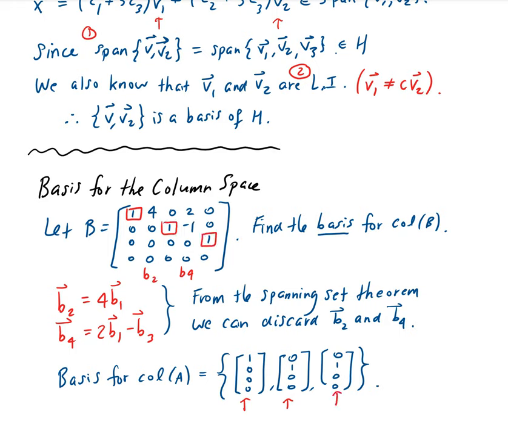So the easiest way to find the basis for the column space is to put the matrix into reduced row echelon form, or you can put it in echelon form to identify where the pivots are. Then the columns that correspond to the pivots turn out to be the basis for the column space. And that's all because of the spanning set theorem. So that's a very nice way to find the basis of the column space.